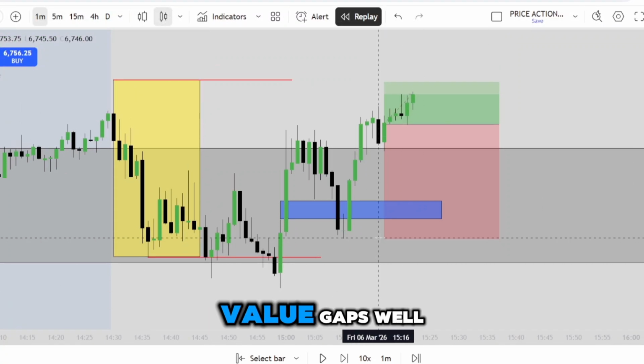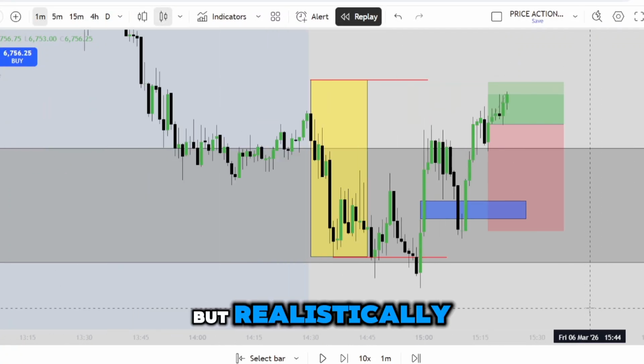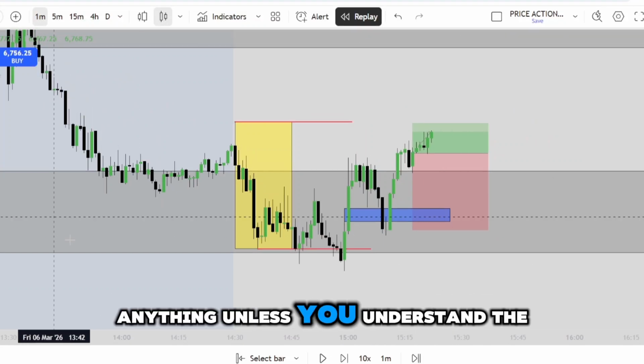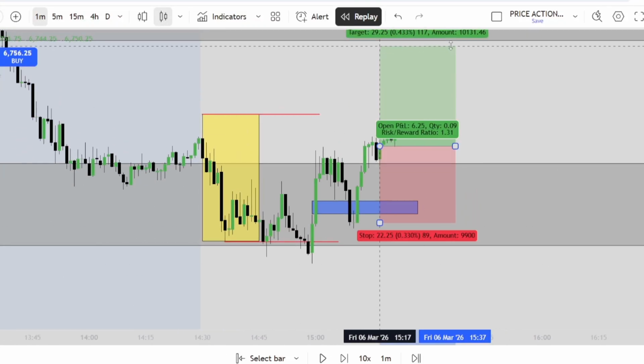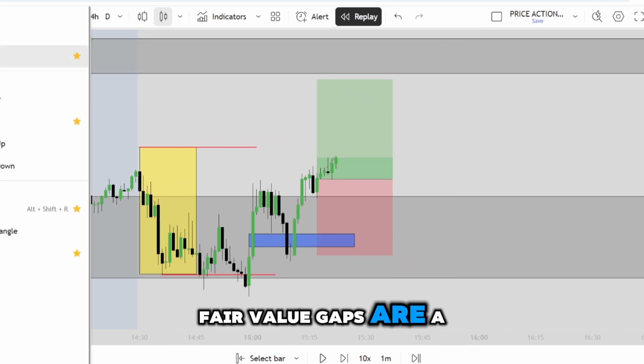I don't use fair value gaps. Well, I kind of do, right? I keep them as safe places to keep my stops. But realistically, fair value gaps don't mean anything unless you understand the absorption. Unless you truly understand what's going on, fair value gaps are a waste of your time.